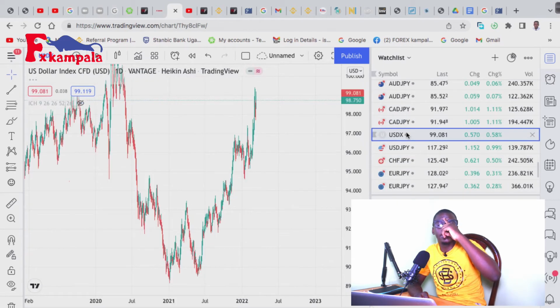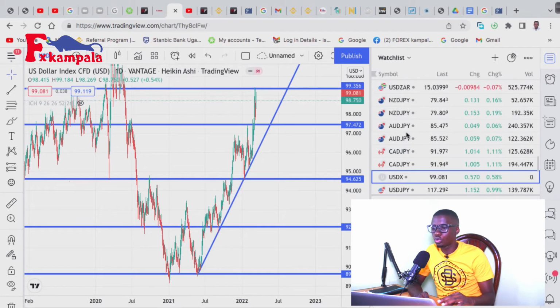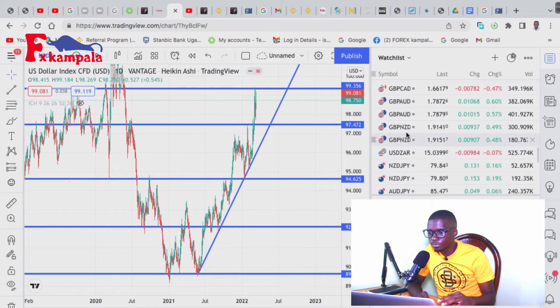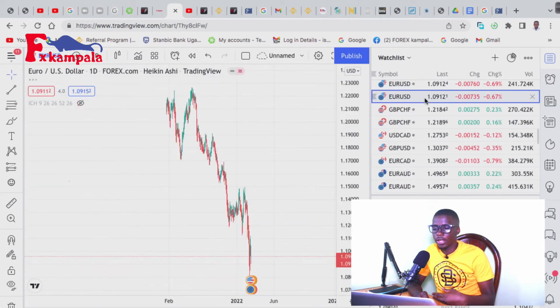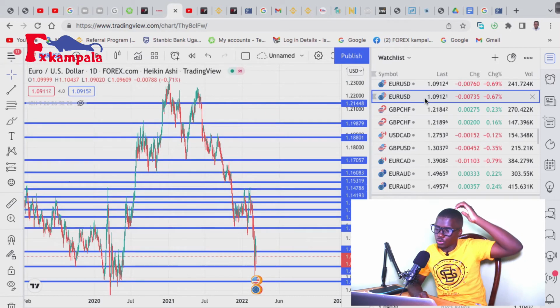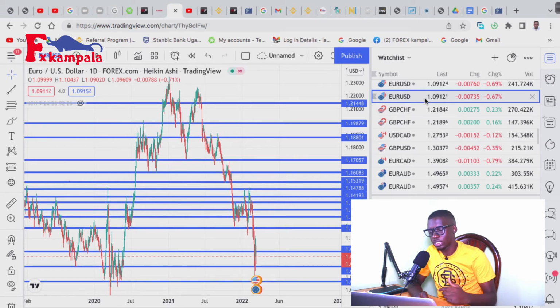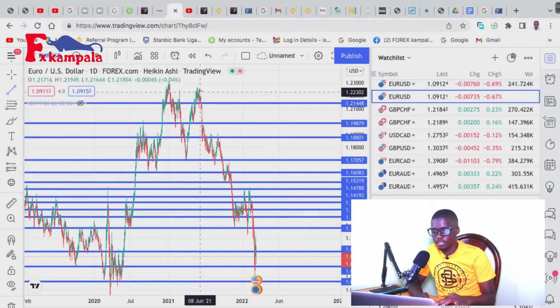With the US dollar index, we see our chart trending upwards, and when it comes to the Euro USD currency pair, you're going to see that it is trending downwards. This brings out clearly that as the US dollar index is trending upwards, this one is trending downwards, and the opposite, if the trends are moving alternately in different directions.